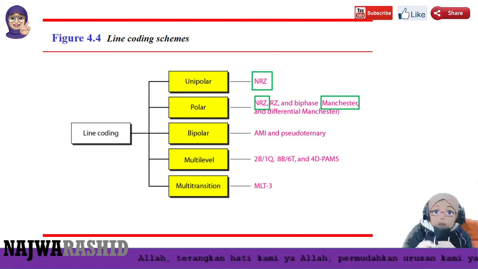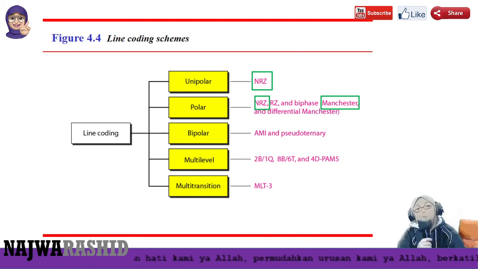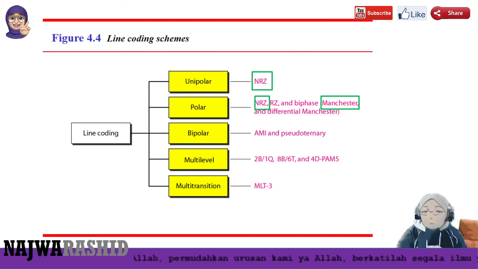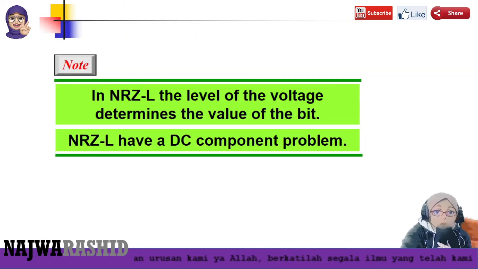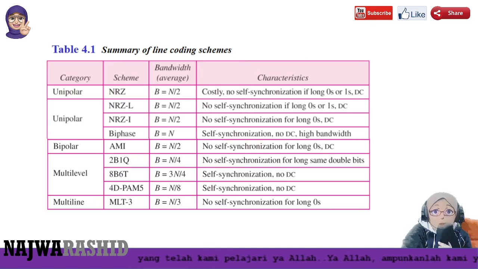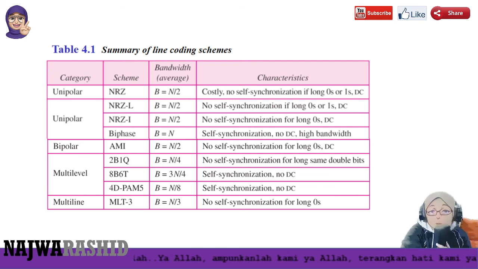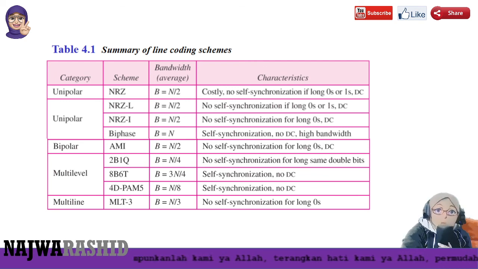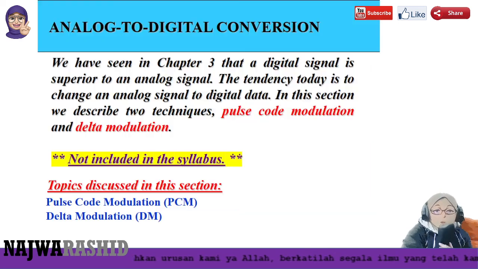So that's all for this video. We will continue in the next part on digital to digital and analog to digital conversion. In this video we already discussed digital to digital using the line coding technique, and we have two line coding techniques, which are NRZ and Manchester. Basically, we have a lot of schemes, but we only discuss NRZ and Manchester. The next part we will discuss is analog to digital conversion.